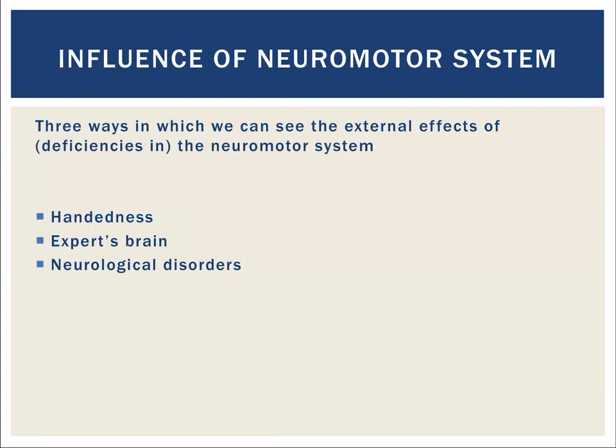Now, I find it important to not just talk about the dry aspects of voluntary control of movement and the role of the central nervous system, but it's also important that we discuss some of the outward influences that we can see of the central nervous system. So there are 3 ways in which we can see the external effect of deficiencies in the neuromotor system. We can see it in handedness. We can see it in how experts' brains are maybe structurally or functionally different from non-experts. And we can look at it in terms of neurological disorders or neurodegenerative disease.